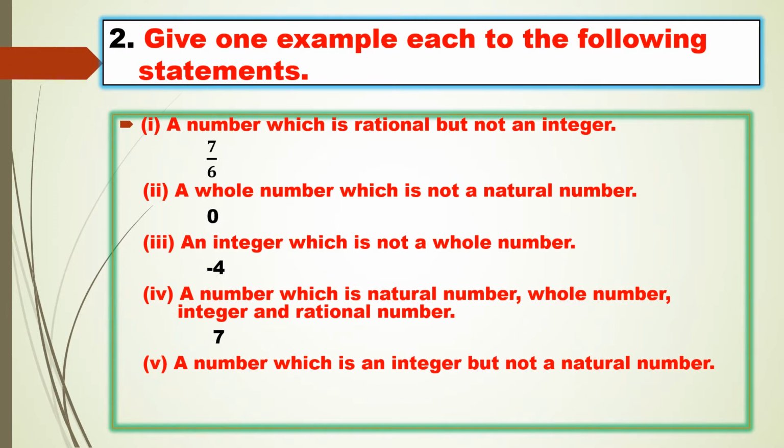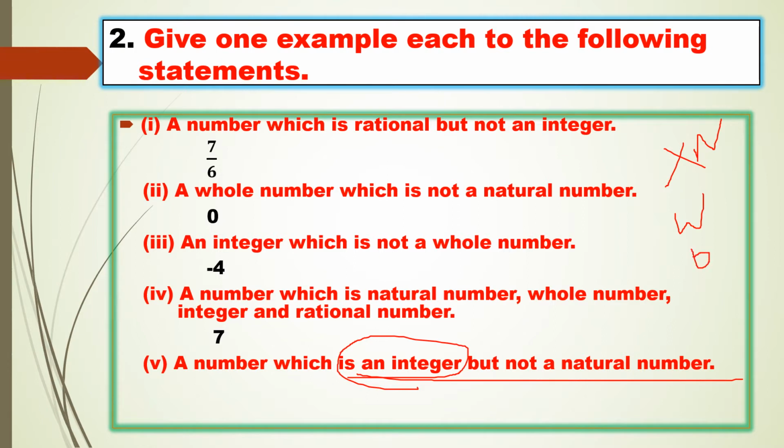So here comes your next question. A number which is an integer but not a natural number. It should not be there in natural numbers, but it should be an integer. Means you can write a positive number, you can write 0, you can write 2. But here he asked not a natural number, and 2 is a natural number. So you cannot write that here, right? So I can write 0, -2, -5.